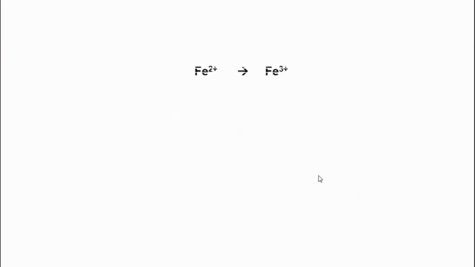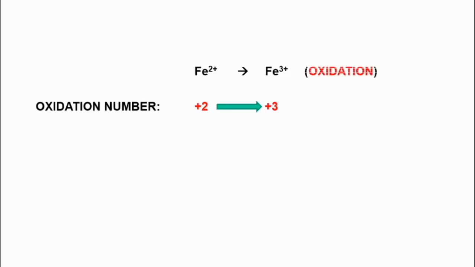So for the case of iron, let's look at this iron 2 ion. The oxidation number of iron 2 is +2. And what happened was, when this iron 2 reacted to form iron 3, the oxidation number changed to +3. So what do you see here, guys? What happened to the oxidation number? Yes, the oxidation number increases.